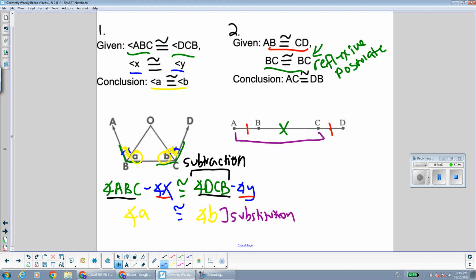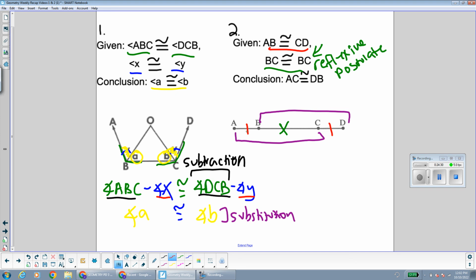AC is bigger than AB and BC. DB is bigger, longer than DC and BC. So since we want to draw a conclusion about segments that are bigger than the information that we started with, it looks like we're going to have to put some pieces together or combine them, and that sounds a lot like the addition postulate to make things bigger. Let's talk about what we're going to be adding.